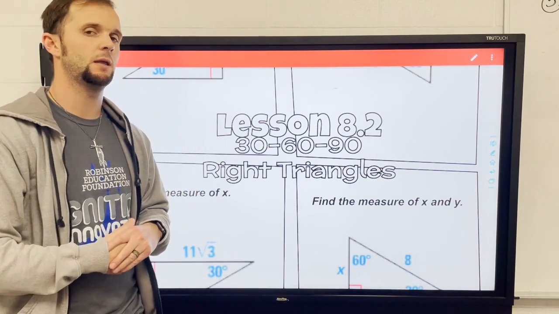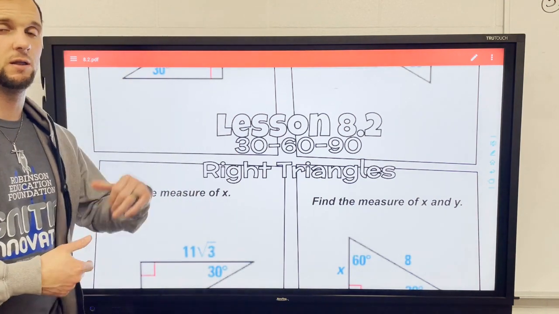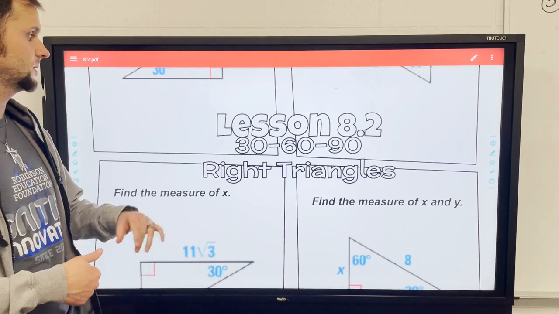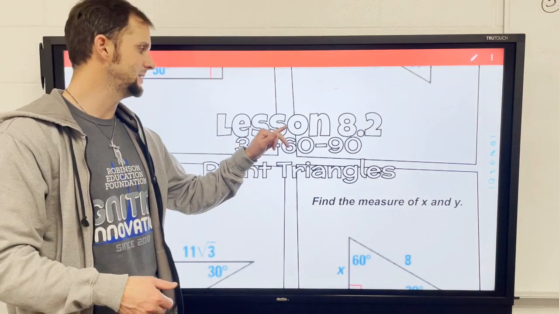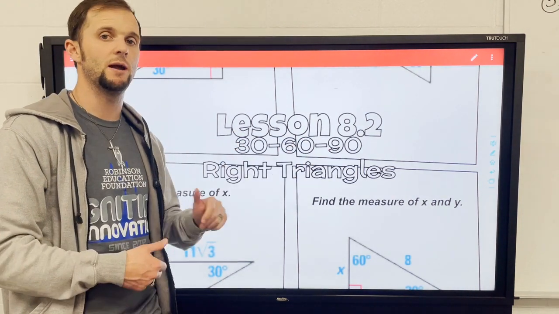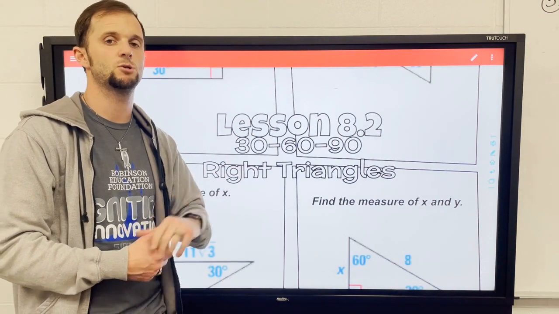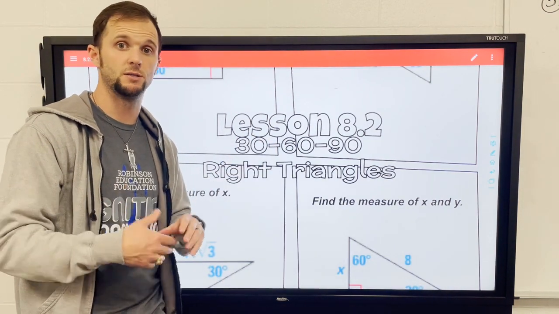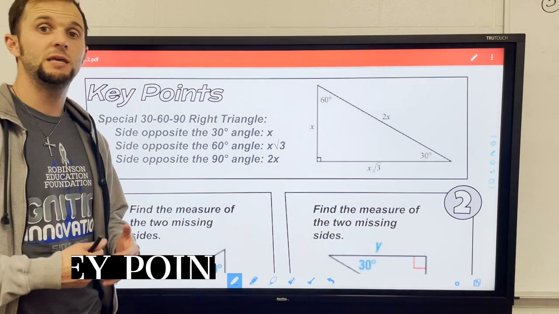8.2, and we're going to be looking at another special right triangle like the last lesson, but now this one's going to be dealing with a 30-degree, 60-degree, and 90-degree right triangle. So again, those are the degree measures of a right triangle. So let's jump into it.